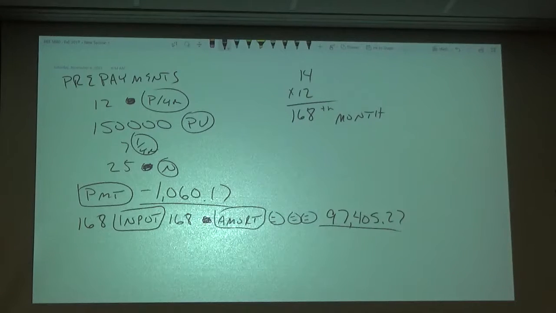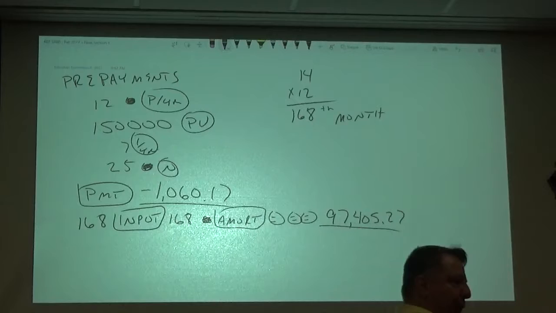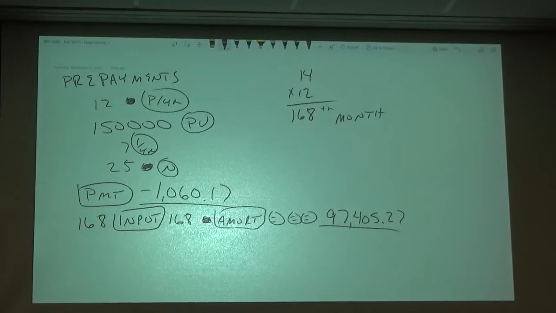$97,405.27. Yes? Okay. Now, what percent do we want to use as a prepayment penalty? What'd you say? 2.5. 2.5%. Okay.